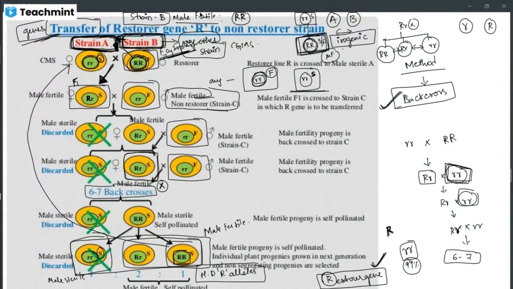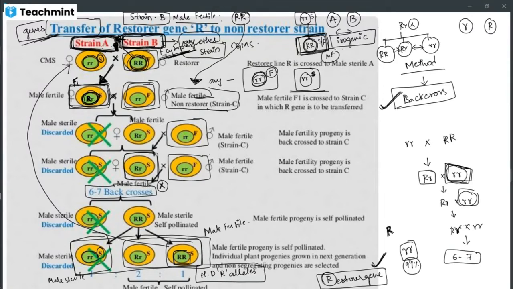So, if you want to transfer this restorer gene into any other strain, first you will cross strain A with strain B. You will have the F1, that is your progeny. It will be in the heterozygous condition. Is it okay? Yes, sir. And then this F1 will be crossed with the line where you need to transfer this restorer gene. Is it okay? Yes, sir.